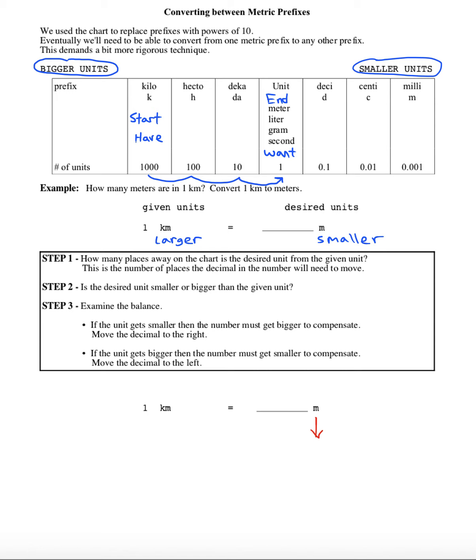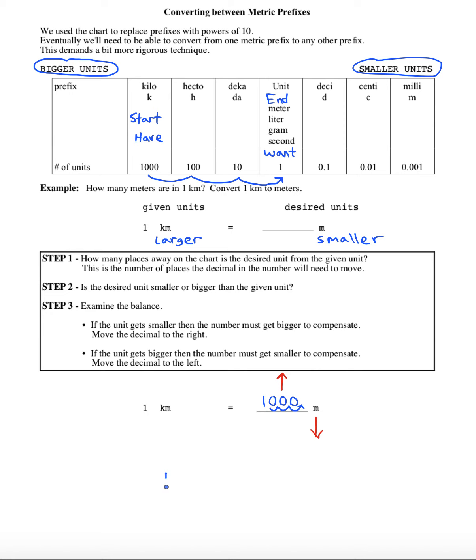So as it says in step 3 here, examine the balance. And if the unit gets smaller, then the number must get bigger to compensate. So we'll want to move our decimal to the right. We're starting off with 1, so we'll move our decimal 3 places to the right, giving us 3 zeros. And our number gets bigger.